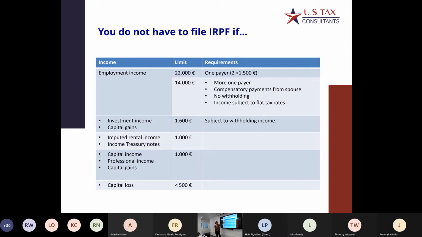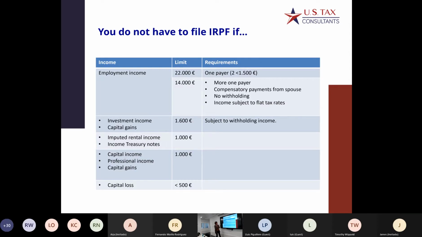Which is more or less the second limit: 14,000 euros if it's more than one payer, compensatory payments from a spouse, or no withholding, okay? So in case that you receive employment income from the US, for example, you will be obliged to declare if you are over 14,000 euros, not the 22,000 euros, okay?